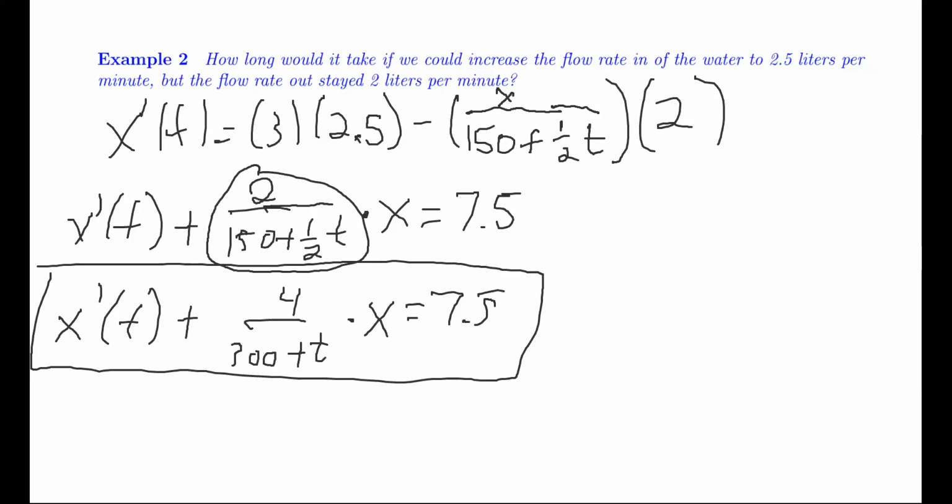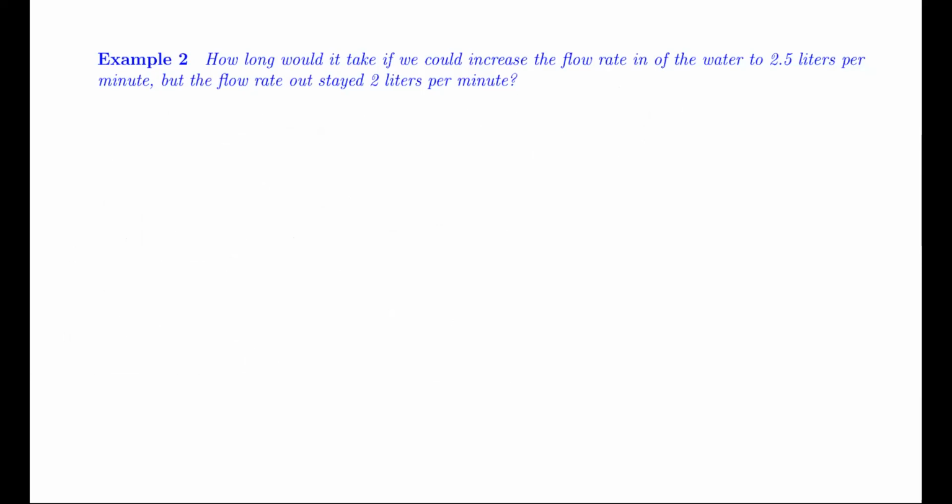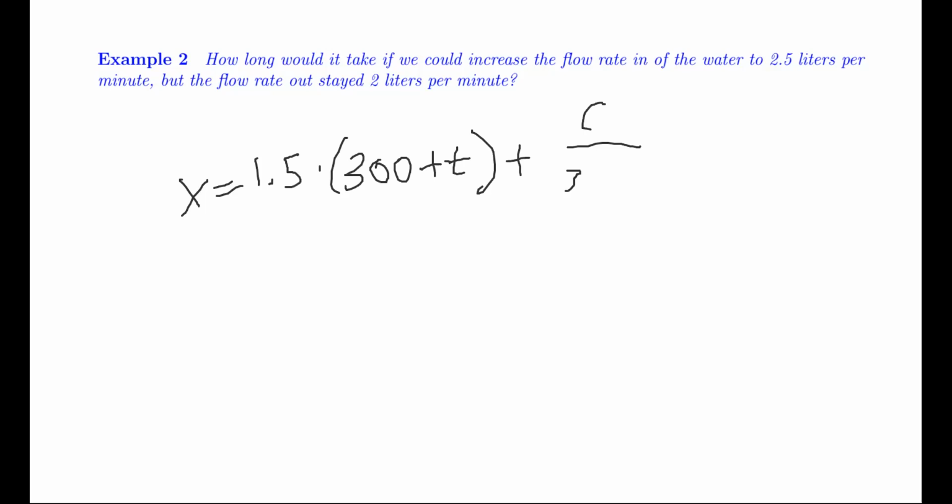All right, and now that you've done that and you've unpaused this, you should end up getting that x is equal to 1.5 times 300 plus t, plus c, over 300 plus t raised to the 4th power.